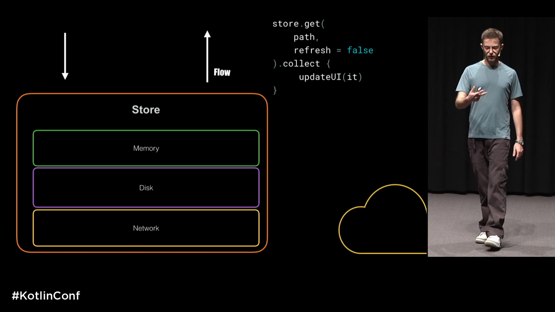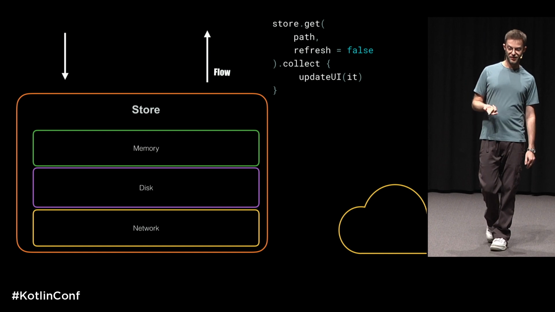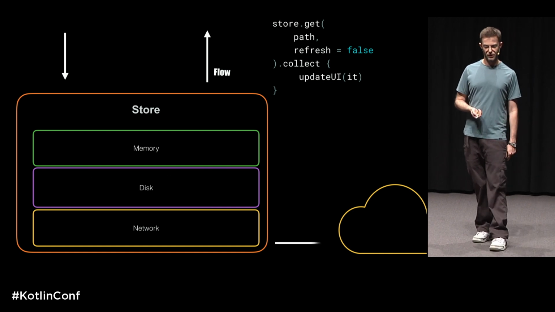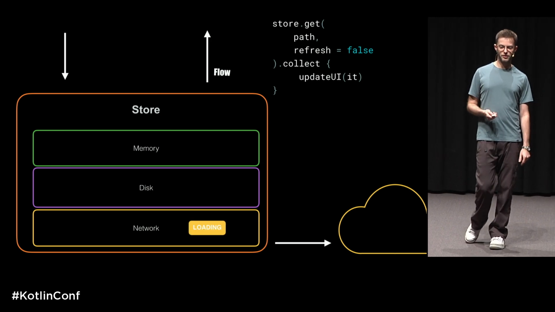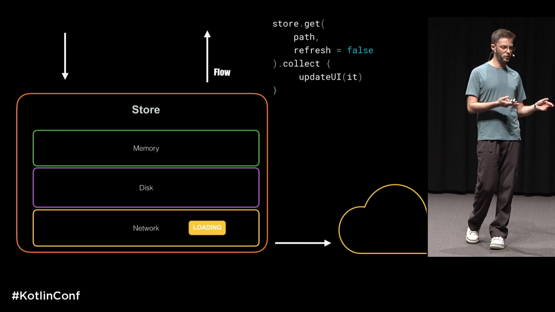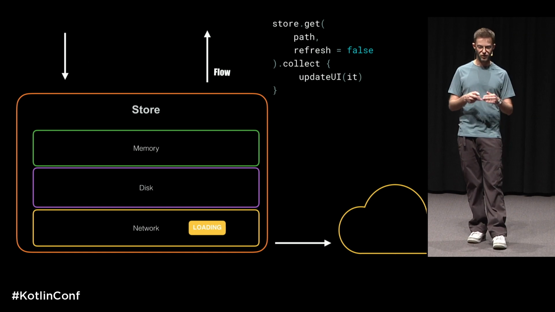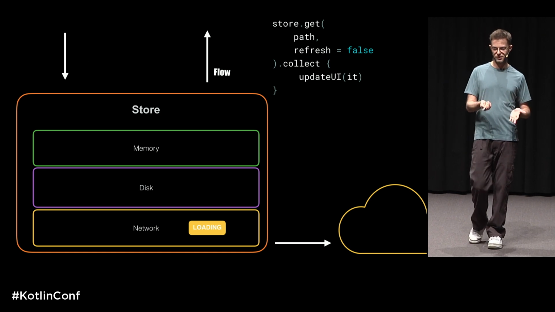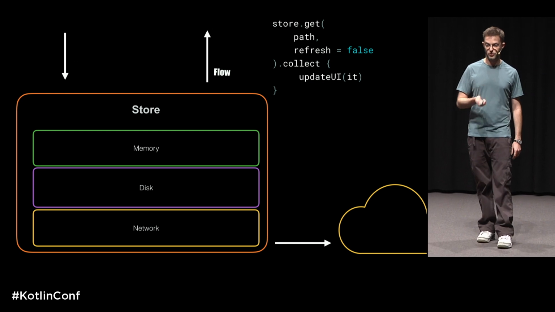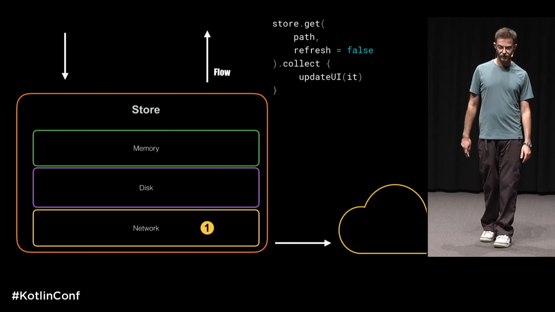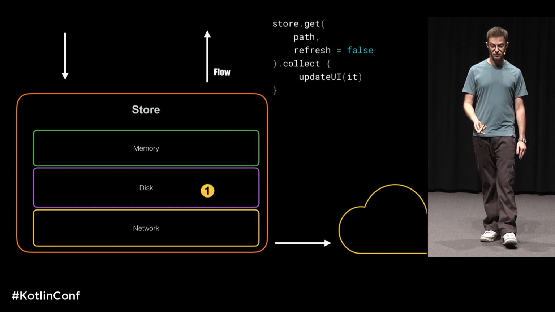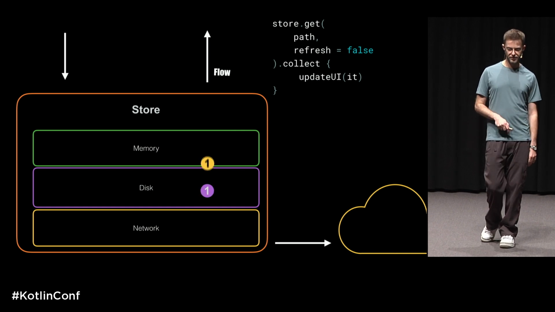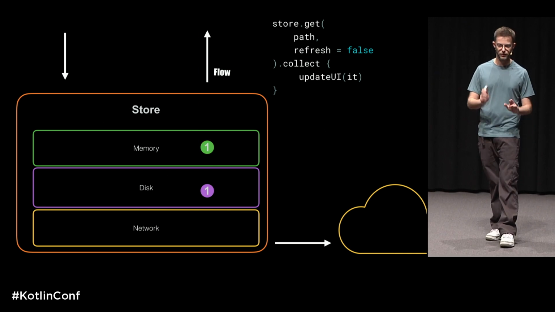Now, looking at our store, we don't really see any data in here. So what we're going to do is make a request to the network. When we start that request, we'll return one of those store responses that are part of our loading store response up through our flow. Eventually, we get the value from the network. Rather than just returning it, we'll save it to our disk, save it to memory, and then flow out.